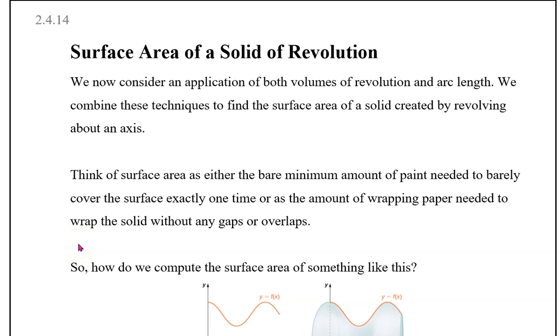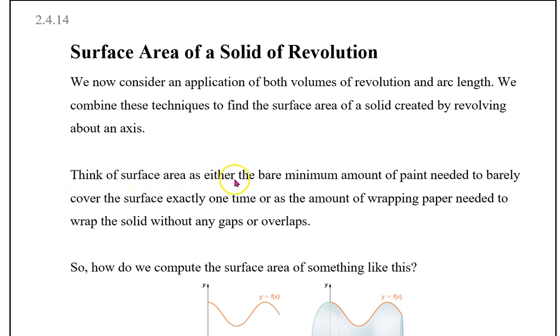We're now going to consider an application of both volumes of revolution and arc length. In order to compute the surface area of a solid of revolution, you'll need both the idea of a volume of revolution and the formula for arc length. We combine these two techniques to find the surface area of a solid created by revolving about an axis. We'll revolve about the x-axis or the y-axis.